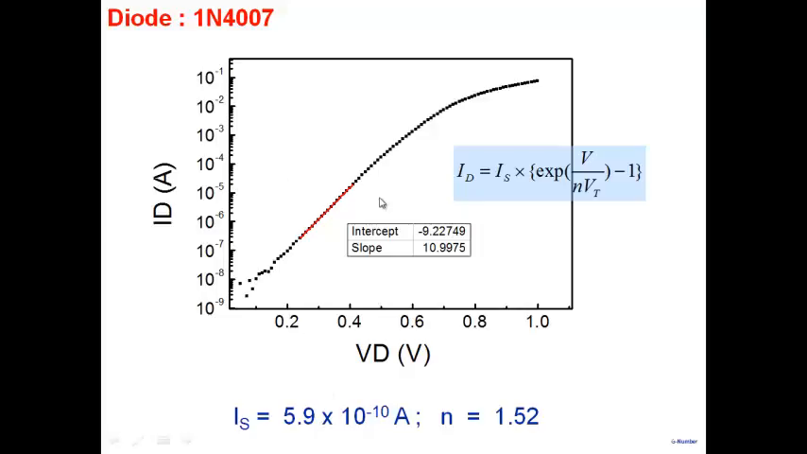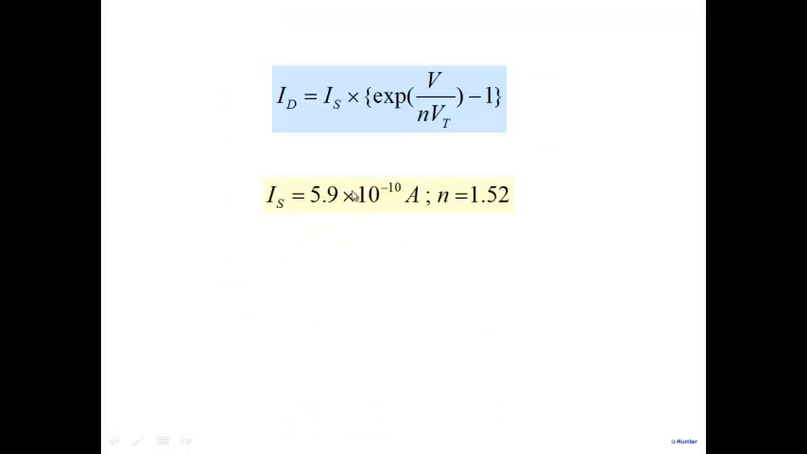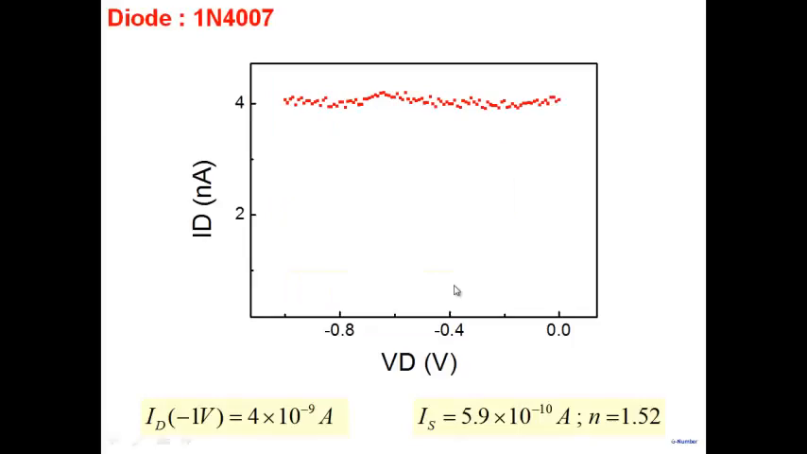Well, we did measure the reverse current, and what did we get? I'm going to expect a reverse current of 5.9 into 10 power minus 10. And what did we get here? Look at the experimental measurement. This is reverse bias. Because the current is low, it got a little bit of noise here in the current. What is the current? 4 into 10 power minus 9. And so this is one order of magnitude higher than this particular current here, 5.9 into 10 power minus 10.